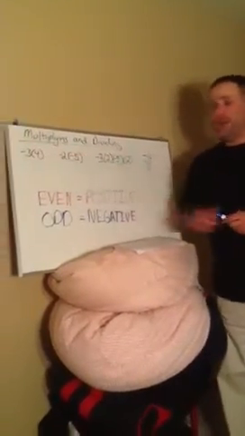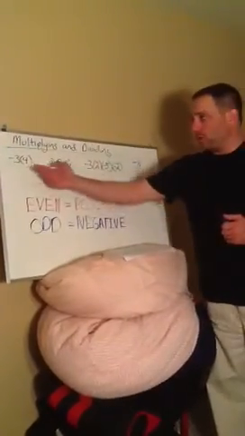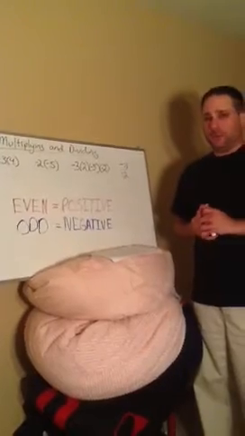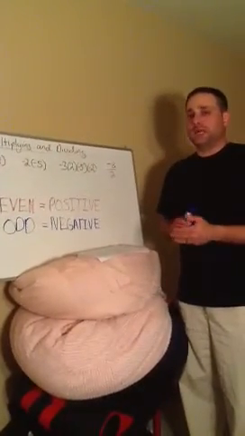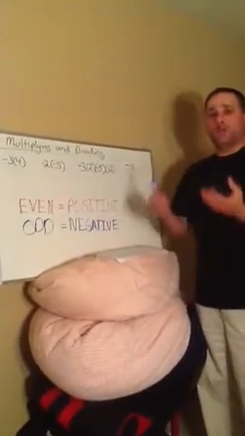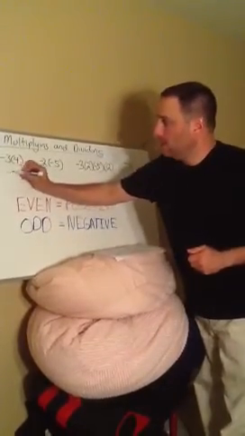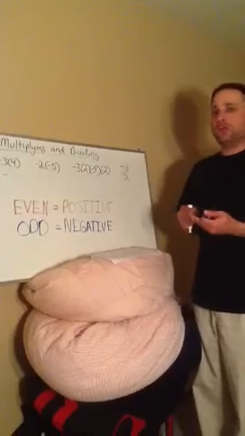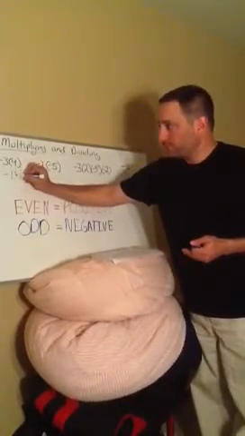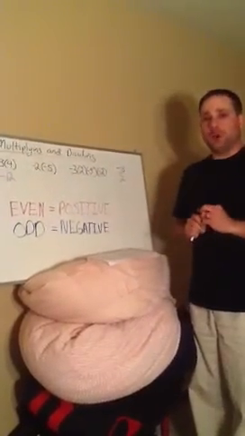Okay, the first problem we have is a simple multiplication problem of negative 3 times 4. Now, how many negative signs do I have? Well, I only have one. 1 is an odd number, therefore I know that my answer is going to be negative. Then you just multiply the two numbers. 3 times 4 is 12. Therefore your answer is negative 12.